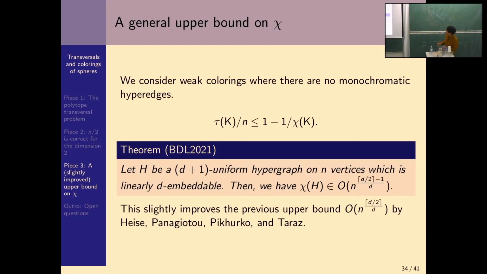But this is linearly 2-embeddable. So this is still a planar graph. So I think we should still have the chromatic number, which is finite. So actually, it should be the number 2. We should have the number 2, but it is an infinite bound. So actually, the 2-dimensional case is more or less done.